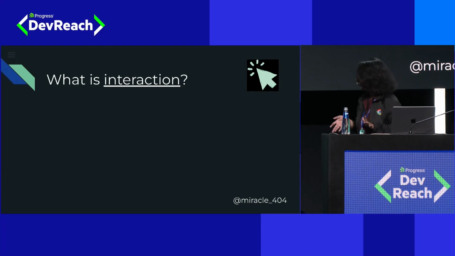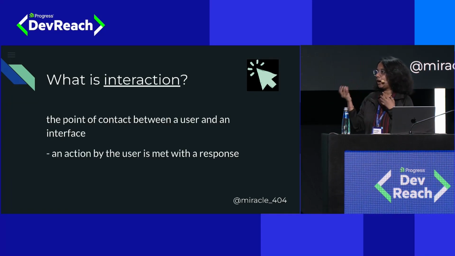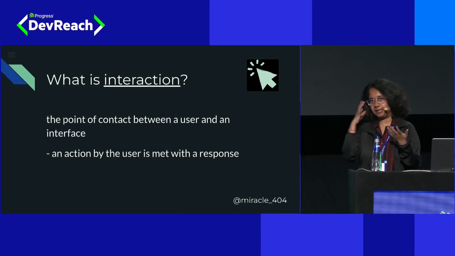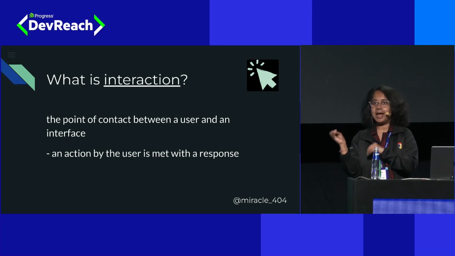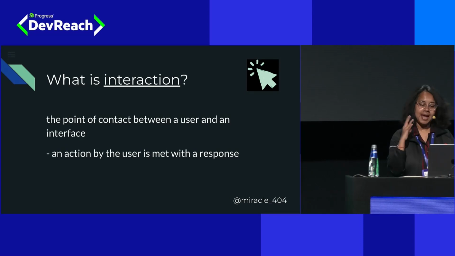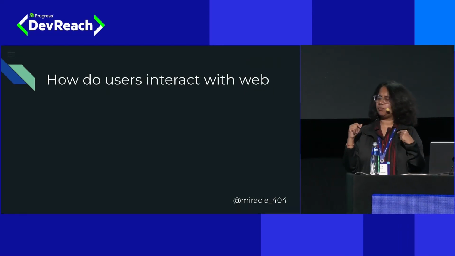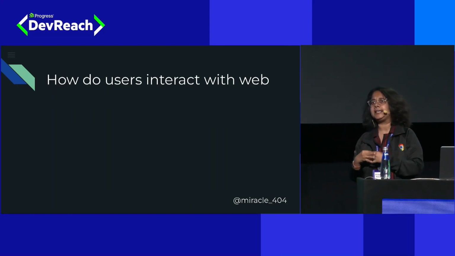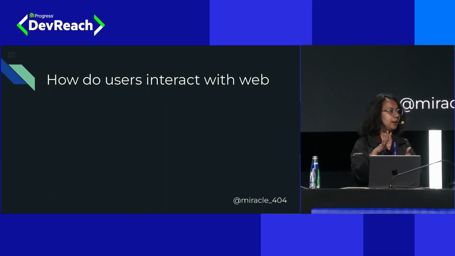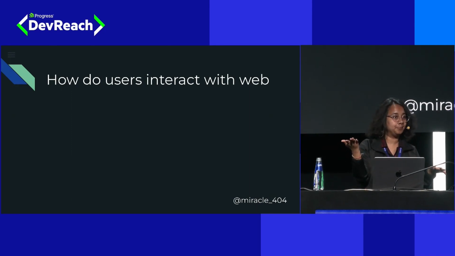So let's get started. What is interaction, right? So interaction means there is a point of contact between our users and the interfaces that we build. So user performs some action, and there is a response from the interfaces, from our websites or from our applications. So based upon that, let's think about what are the different ways in which users might interact with web. Can you give me some examples? How do we interact with web? When you open a website, what do you do to do something?